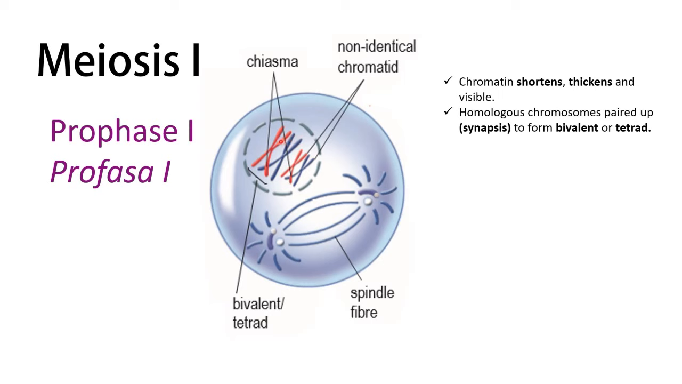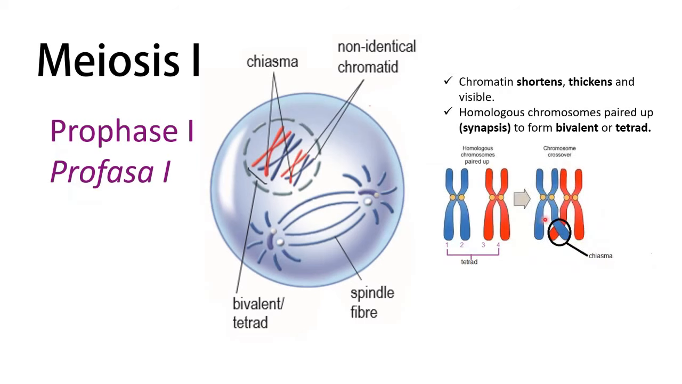Then you can see also the homologous chromosomes pair up in the process of synapsis. The process of pairing up the two homologous chromosomes is called synapsis, to form a bivalent. The meaning of bi here is 2. So we have two homologous chromosomes paired up. So this structure is called a bivalent or tetrad. Tetrad means here we have 4 chromatids. 1, 2, 3, 4. Tetra meaning 4.